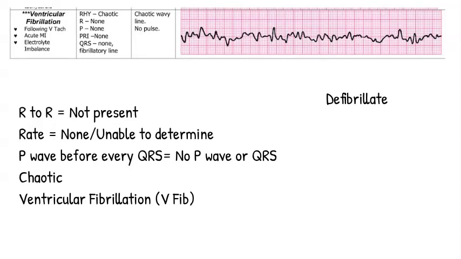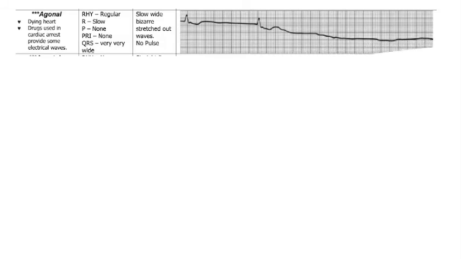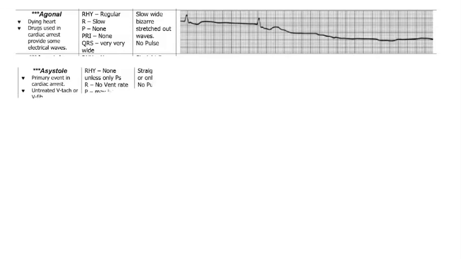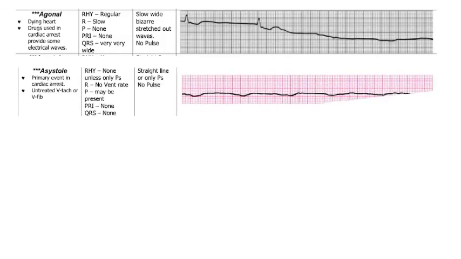So now we're going to talk about agonal or an asystole rhythm. With these particular rhythms, they're also known as a dying heart. There is no R to R. There is no rate. There's no P wave nor QRS. Essentially, there is no pulse with this patient. So your patient does not have a pulse. You should be doing CPR, or they should be ending the code situation.